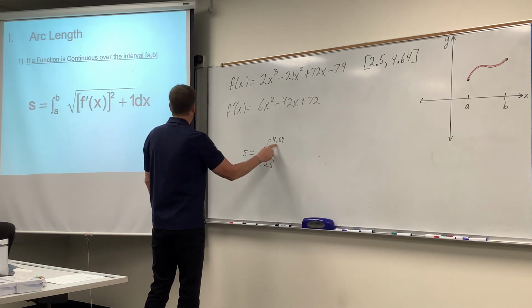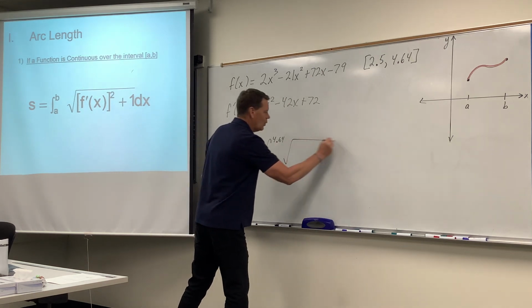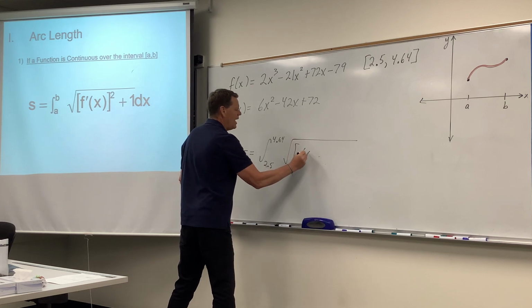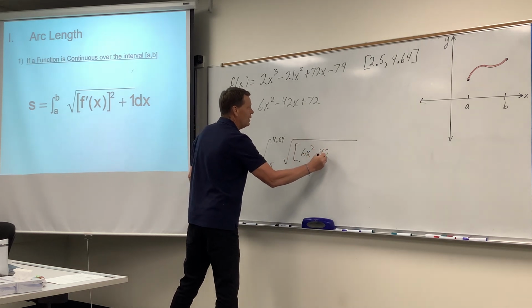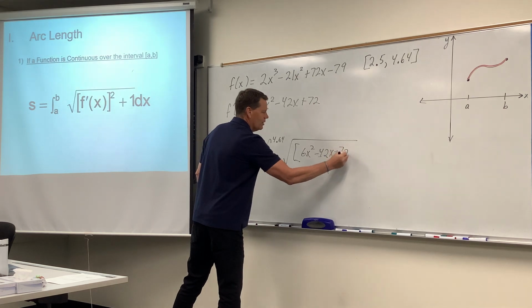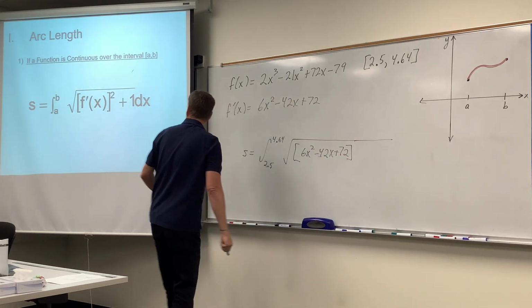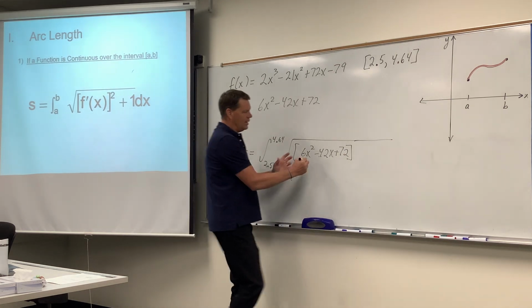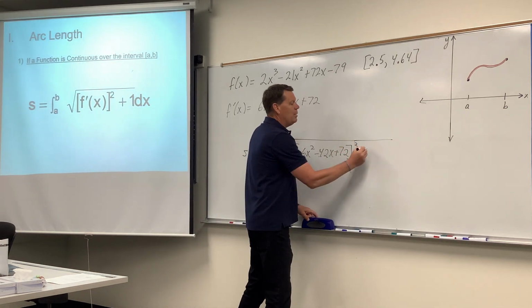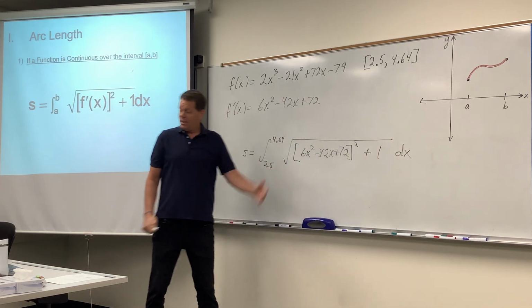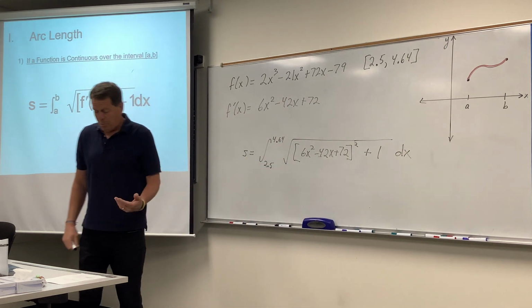But we integrate over our interval. There's a big old square root here. We take whatever our derivative is. Now the easy thing to forget is that the definition for arc length says take that derivative expression and square it. So put it in a big old bracket and put squared. Make sure to add the 1 and then put your dx out there. And that's it. And that would indeed lead to a number.